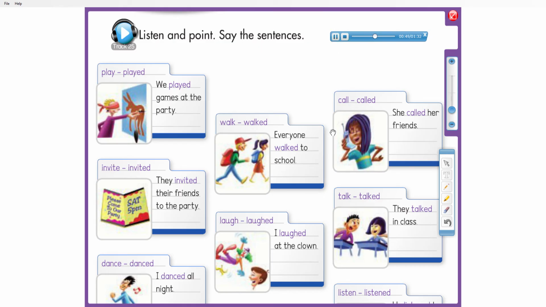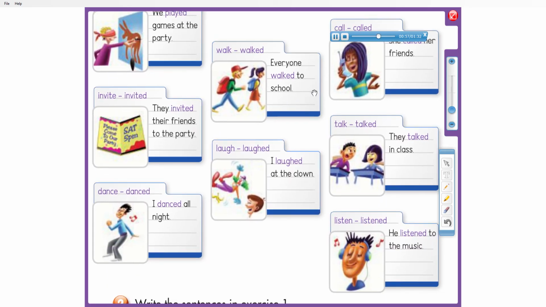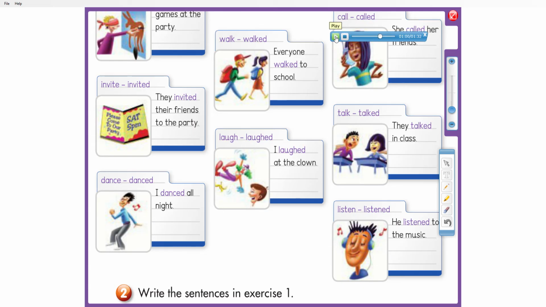Next, we have laugh, laughed. I laughed at the clown. Laugh in the simple present, laughed in the simple past. Talk. Talked. They talked in class. Talk in the simple present, talked in the simple past.